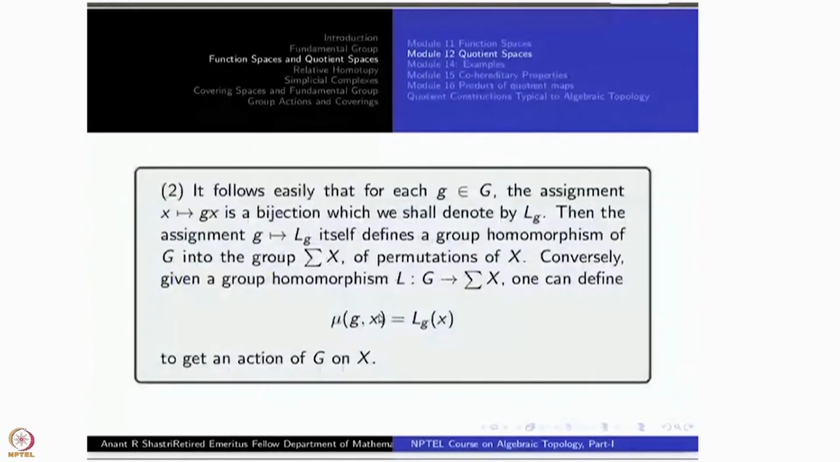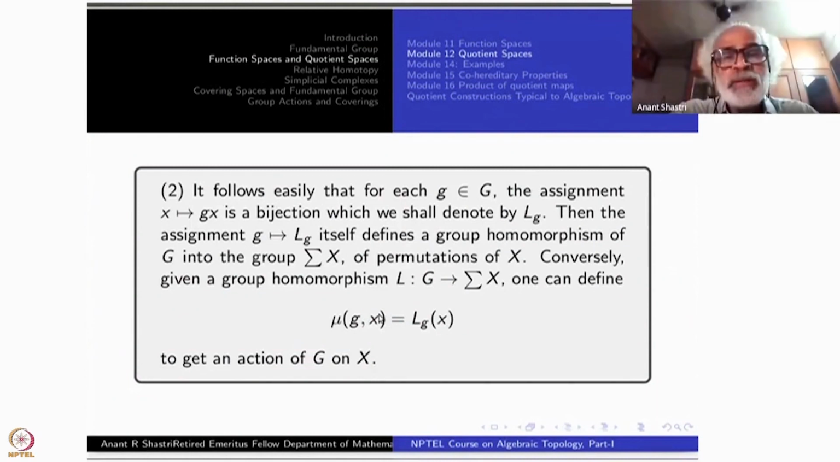Here is another remark. For each g in G, the assignment x going to gx is a bijection, because G is a group, you see. So every element is invertible. What is the inverse of x going to gx? It is x going to g inverse x. Let us write this left action by L_g. Now L_g is a map from X to X, and I want to say it's a permutation of X, because it's a bijection.